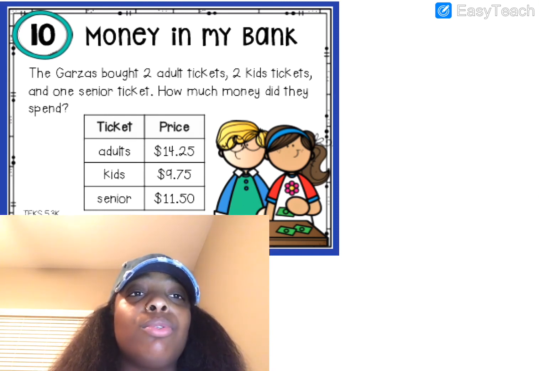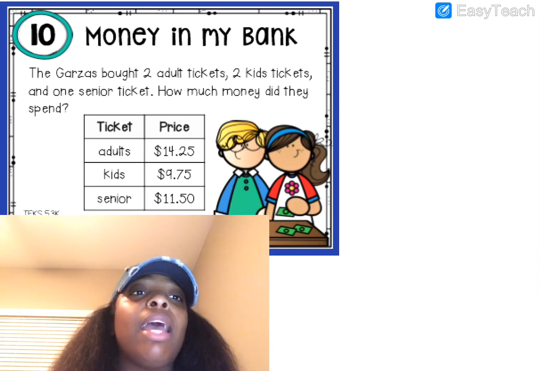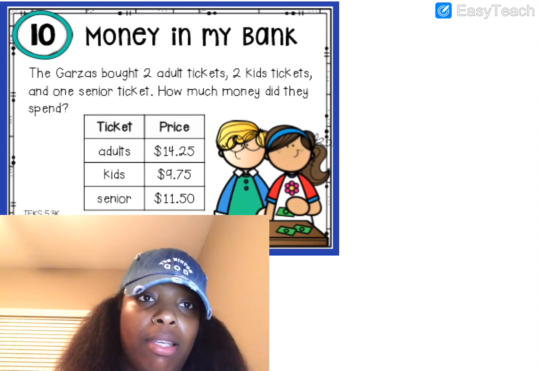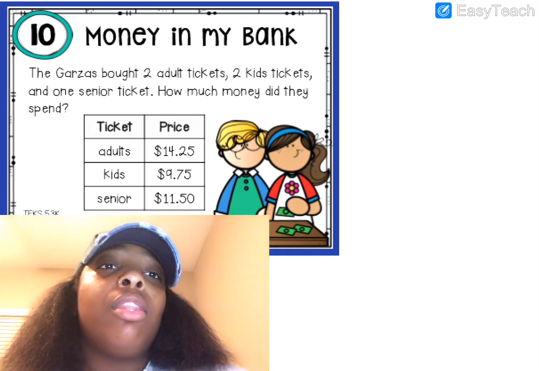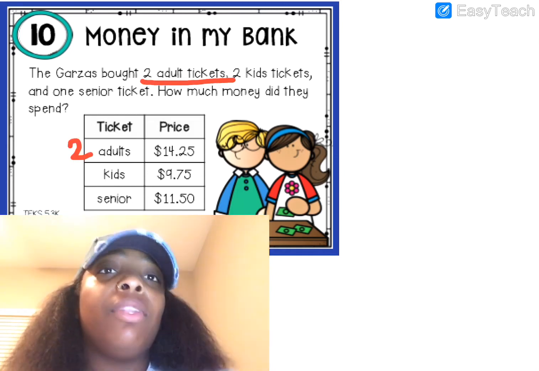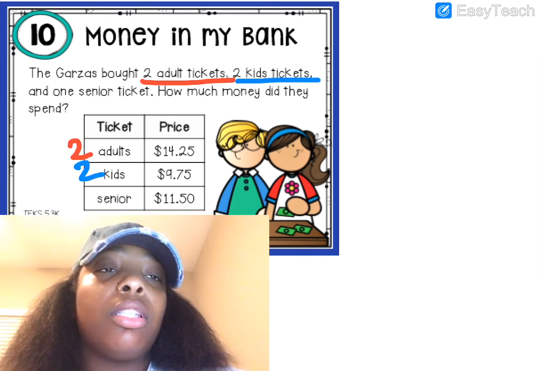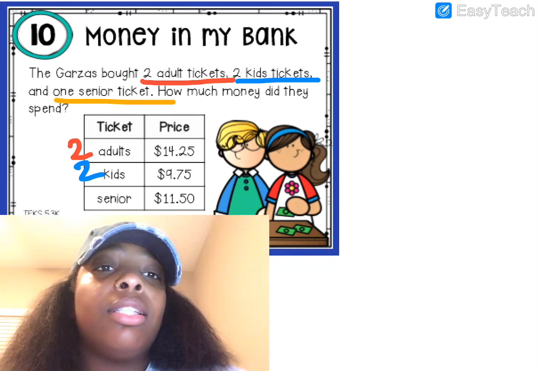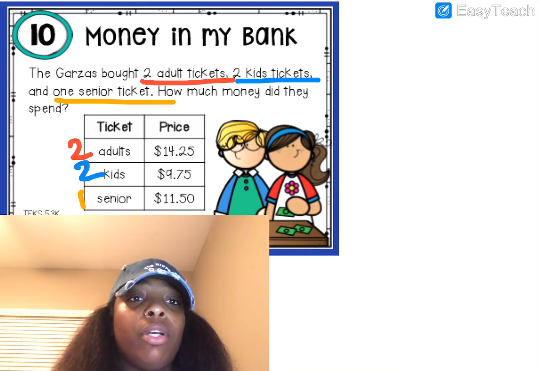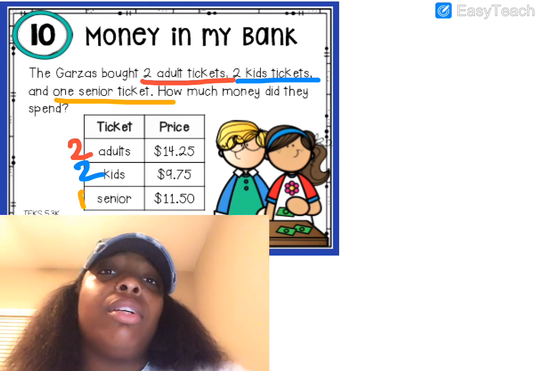The Garces bought 2 adult tickets, 2 kid tickets, and 1 senior ticket. How much money did they spend? And so if we look at the table that they've given us, we know that based on our information, we have to get 2 of these. It says that we need 2 kid tickets and 1 senior ticket. So let's just start there. Let's start at the top.